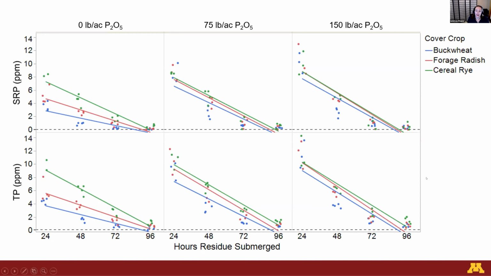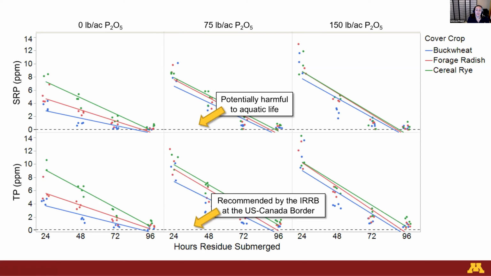And I also threw on a couple of lines for reference onto this slide. The dashed line at the top for dissolved phosphorus, that's the concentration that we consider potentially harmful to aquatic life. And the line at the bottom for total phosphorus, that's what's recommended by the International Red River Board at the US-Canada border. So that's what we don't want to be releasing up the river to our friends in Manitoba, just specifically for Northwest Minnesota and northeastern North Dakota.